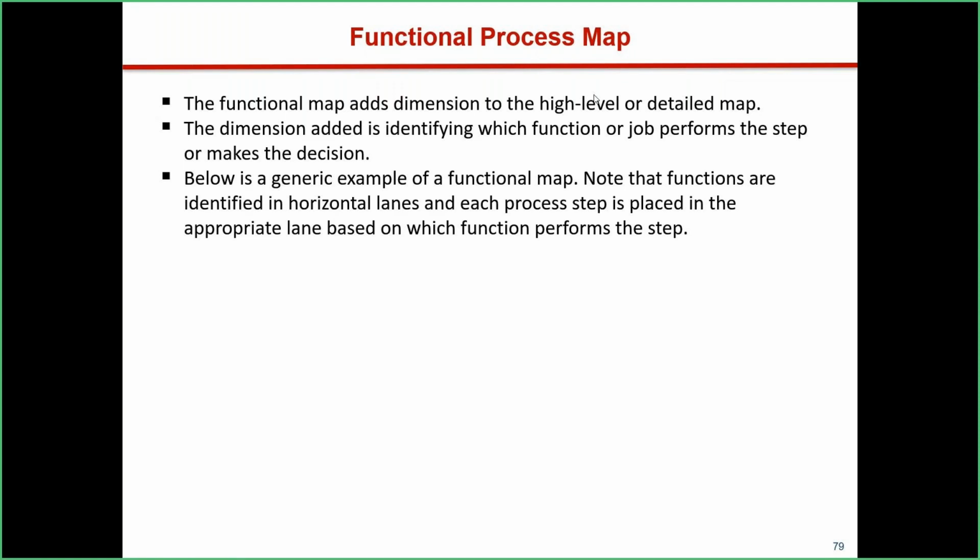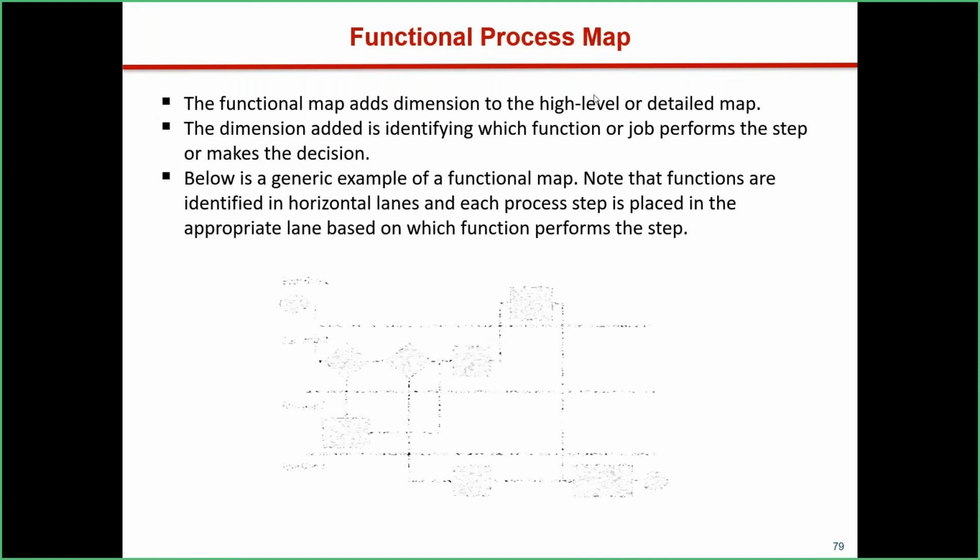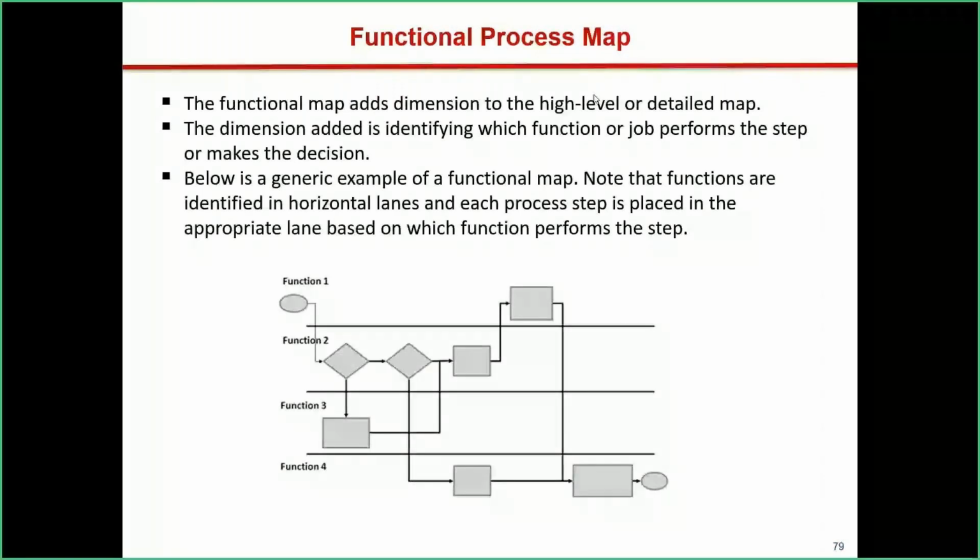So this is again a swim lane diagram. It looks something like this. So you have function 1, 2, 3, 4, and the process flow moves across it. By preparing a functional process map, you come to know which function or which team is responsible for which process step in the entire process flow. That is the whole idea of creating a functional process map. And usually we create a functional process map when our process involves multiple teams.